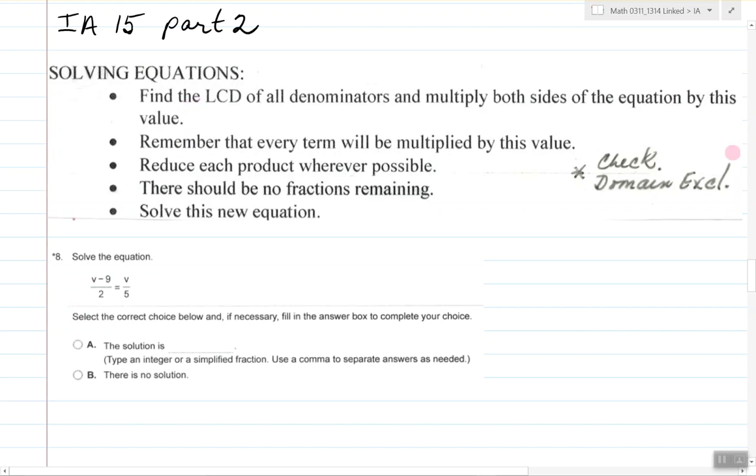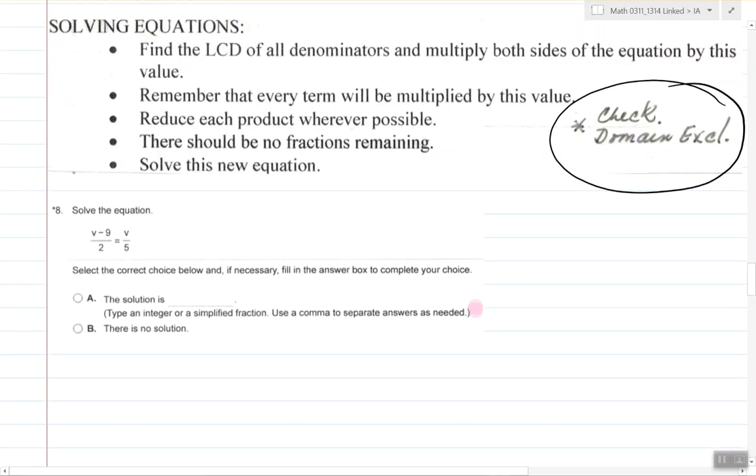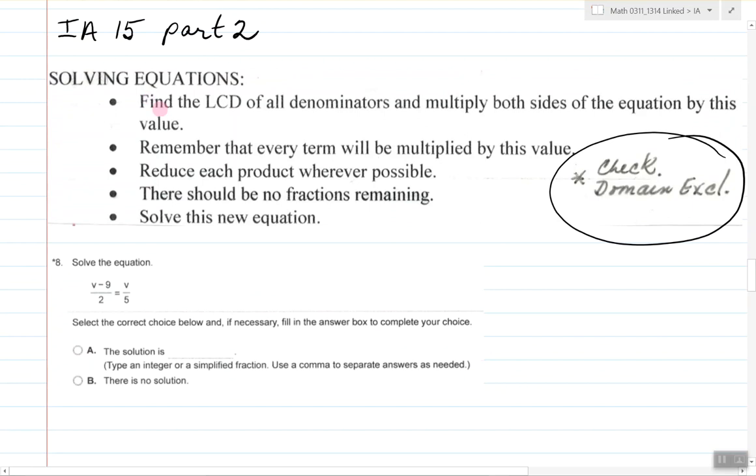When that's the case, we're going to have to be very careful to check domain exclusions. And you check domain exclusions at the beginning of the problem. Write it down and then check and see if you violated it toward the end of the problem. All right. Although the typical rule for solving equations that involve rational expressions is to find the LCD and multiply both sides by it, number 8 is a special kind of problem.